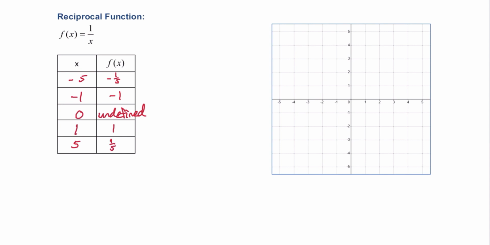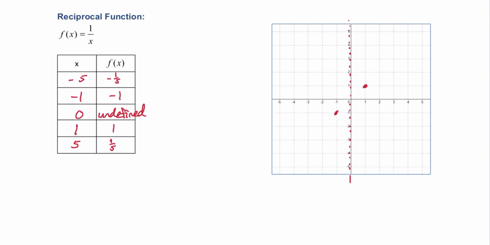So at 0, we have what's going to be called an asymptote. Again, we'll talk more about this later in Chapter 5. For now, just understand that division by 0 is undefined, which means it's not going to be part of the graph. We have -1, -1, and we have 1, 1.